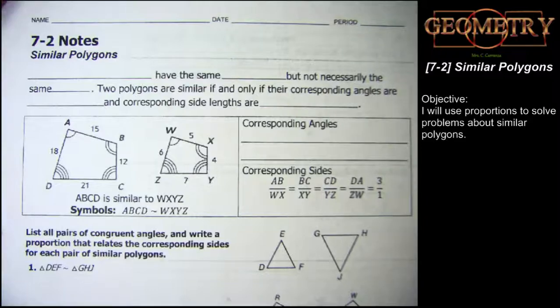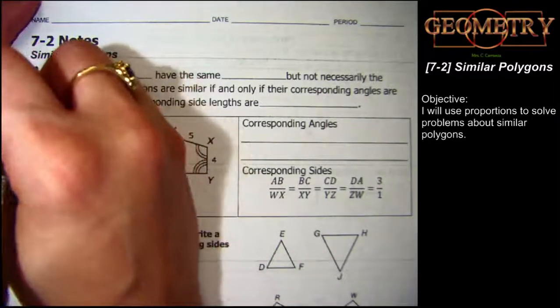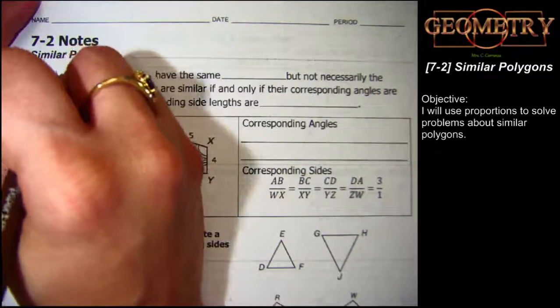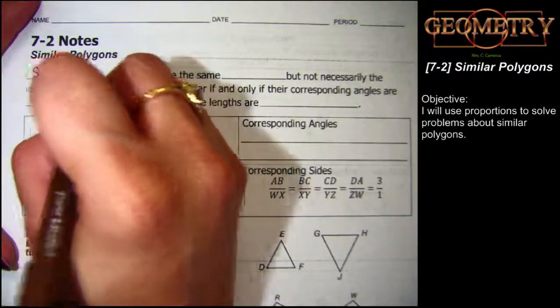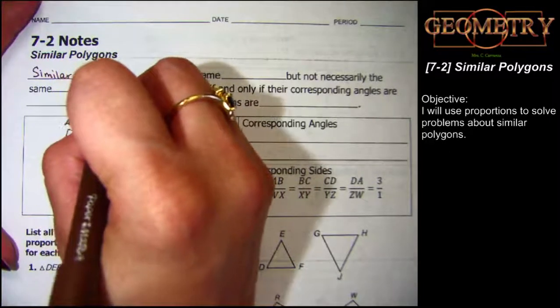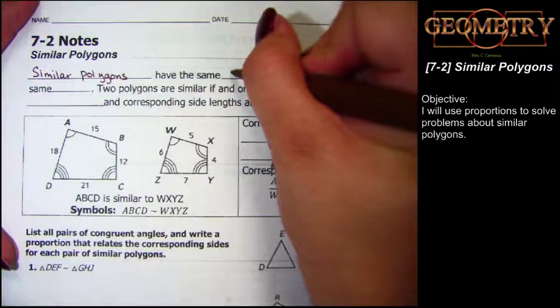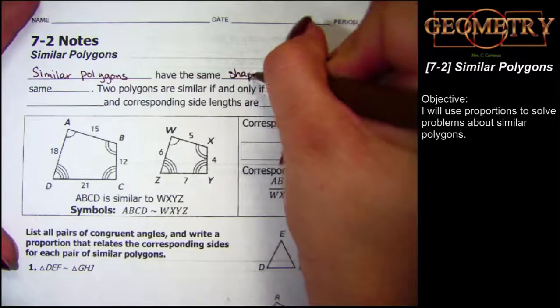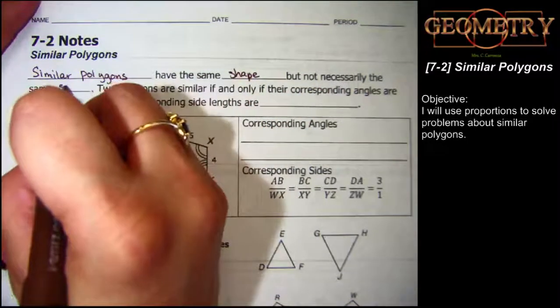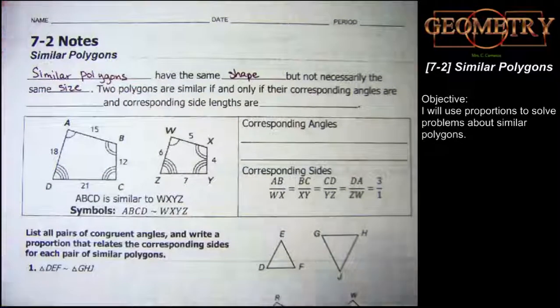Okay? These are the similar polygons. And similar polygons have the same shape, but not necessarily the same size. So it's slightly different from congruent, where it had to be same size and same shape. This doesn't have to be the same size, but has to be the same shape.